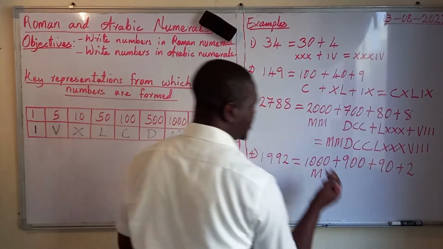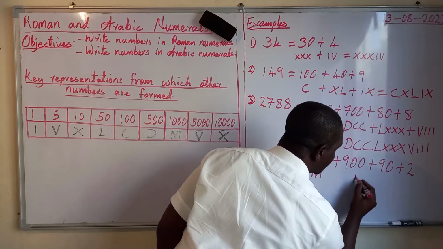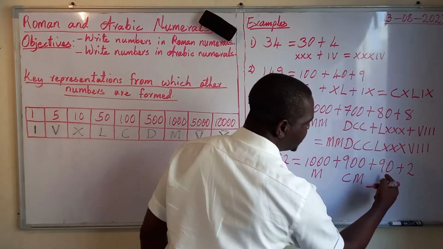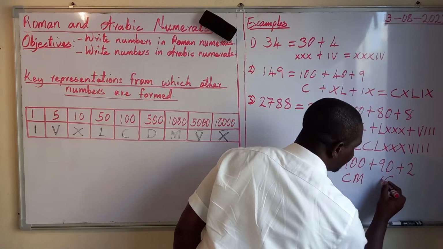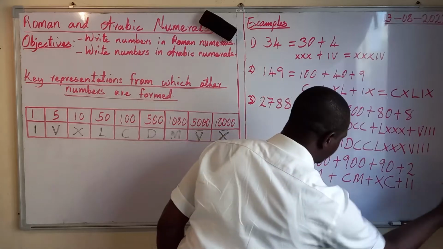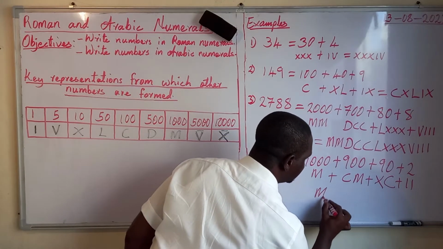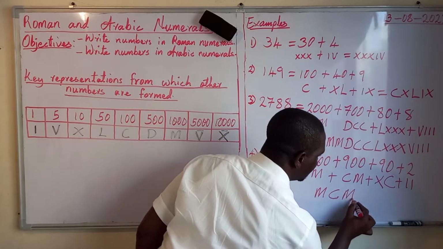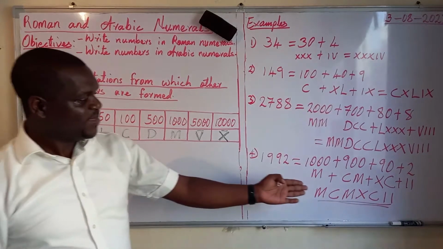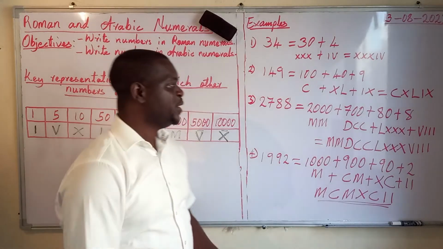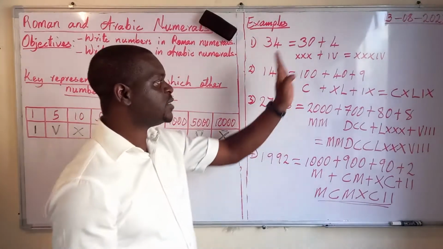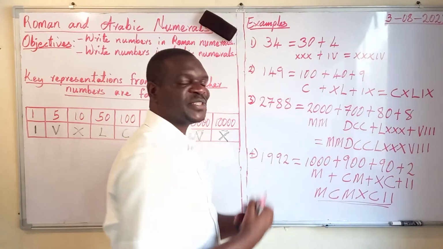1000 take away 100. That is M first, take away 100, which gives 900. 90 will be 100 take away 10, and 2 is I I, and this all together will give M C M X C I I. This is how you can follow this rule to break any number given to you from Arabic numerals to Roman numerals. This is the simplest format.